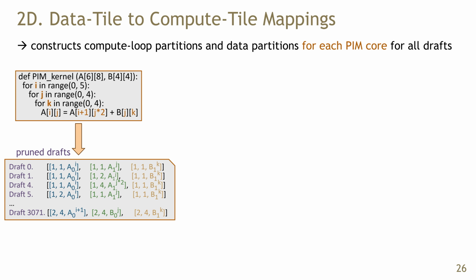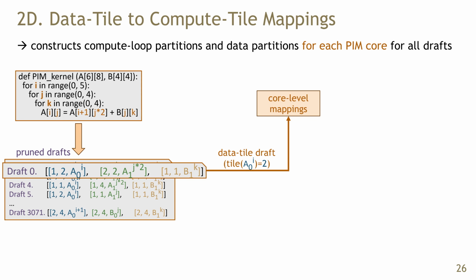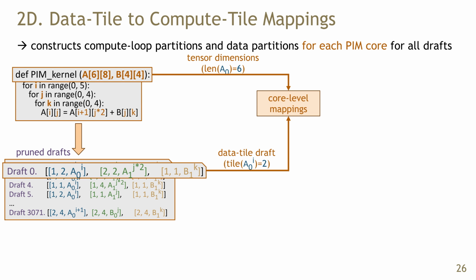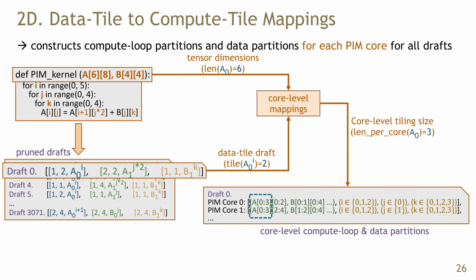The next step is to generate the compute loop and data partition at the Peim core level. With 1 data tiling draft and the tensor dimensions, we get the dimension length and the number of tiles for each dimension set. By calculating the tile size for each core, DCC maps the high-level resource allocation to the core-level loop partition and data partition for all dimension sets.